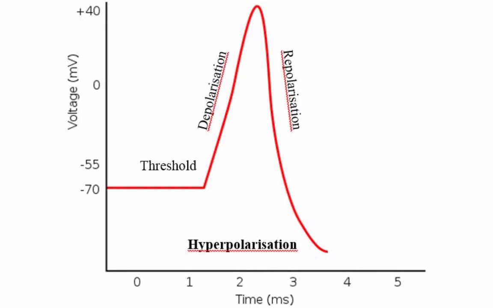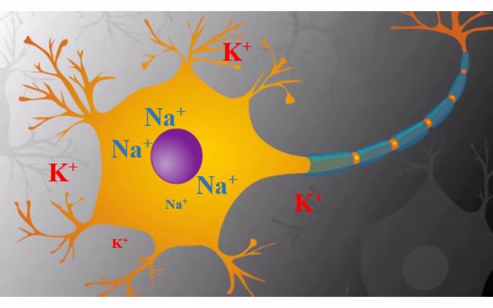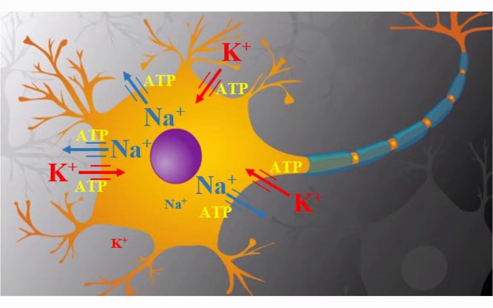At this point, why can't we send another action potential? And how do we fix that? After depolarization, repolarization, and hyperpolarization, sodium ions and potassium ions are now in the wrong places. In stage 5, we have a refractory period. This is when another action potential cannot be sent.